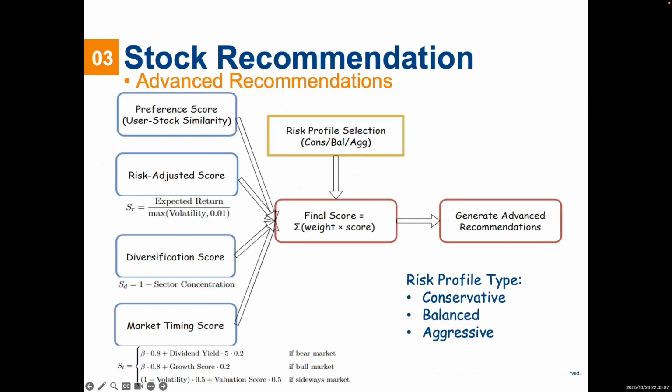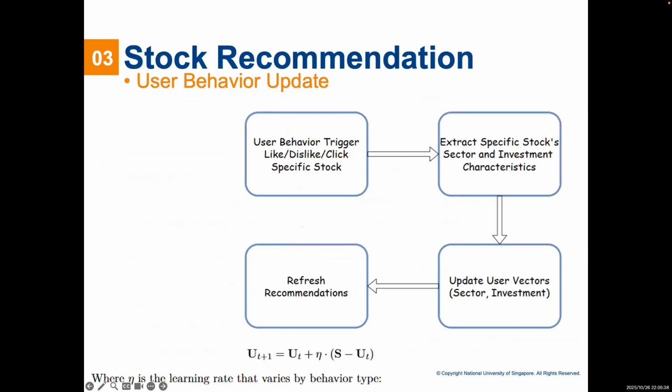Advanced recommendations use multi-objective optimization with 4 key components: preference matching, risk-adjusted returns, diversification benefits, and market timing. The system dynamically weighs these components based on the user's selected risk profile. Each stock receives component scores that are combined into a final recommendation score with a detailed explanation for transparency.